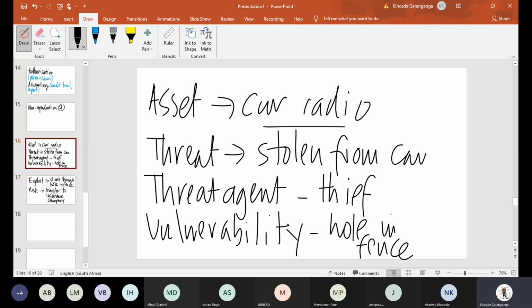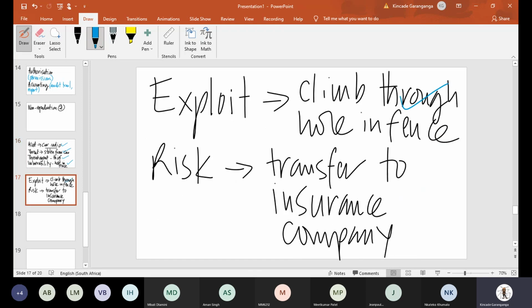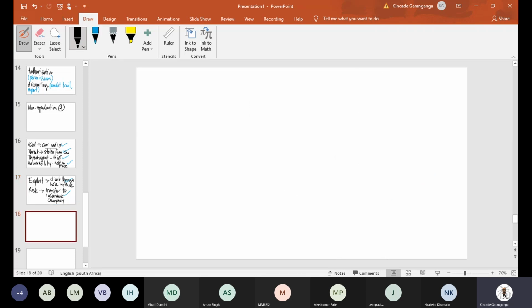So asset, car radio, right? And then the threat is actually it being stolen from the car. The threat agent is a thief. The vulnerability is us not obviously having a secure perimeter. We've got a hole in the fence, and then the exploit is someone climbing through the fence, and then the risk is transferring it to the insurance company. Let's look at it from the information security point of view now.